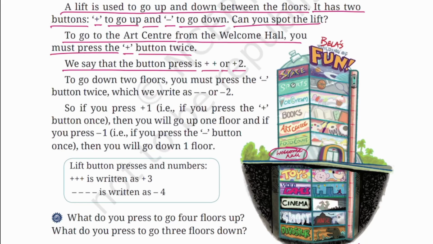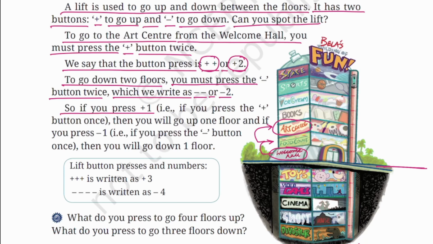You can see here the welcome hall and here the art center. Plus button for one floor and again for two floors. Plus plus or plus 2. This is the ground floor where the welcome hall is. To go down 2 floors, you must press the minus button twice, which we write as minus minus or minus 2.